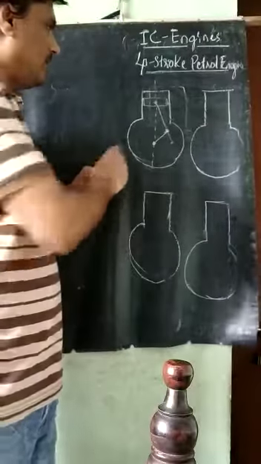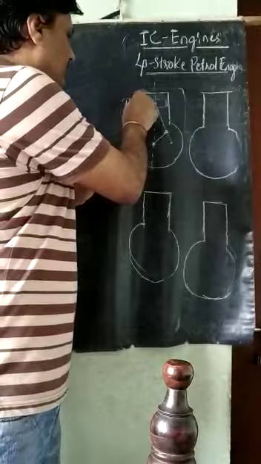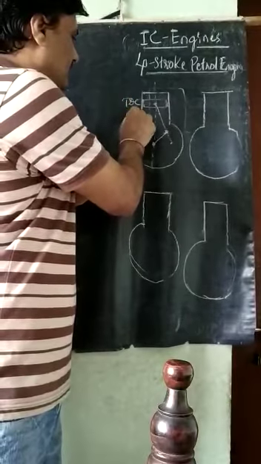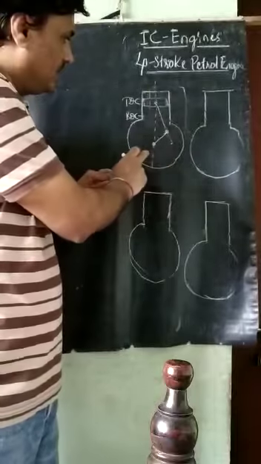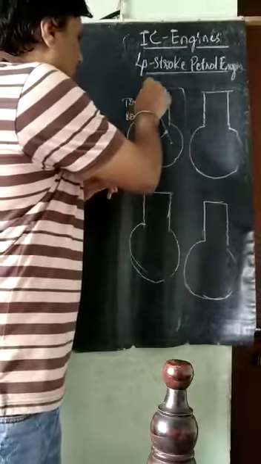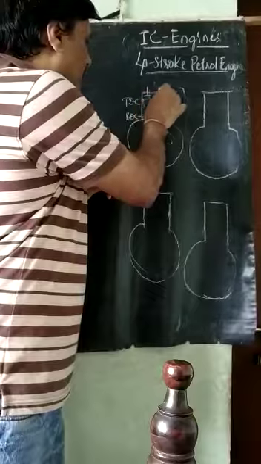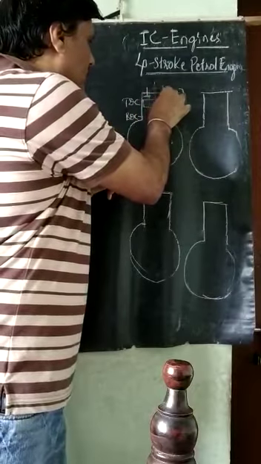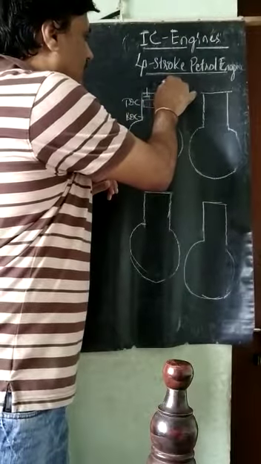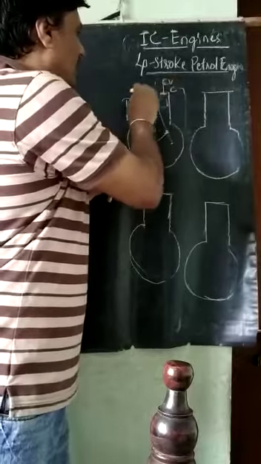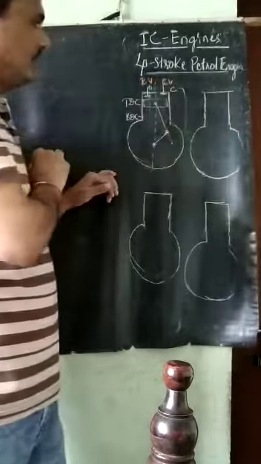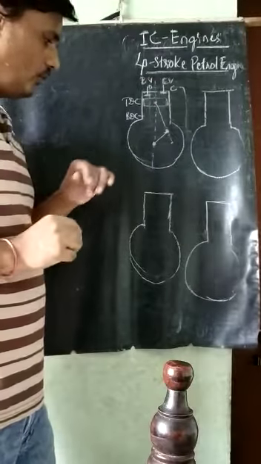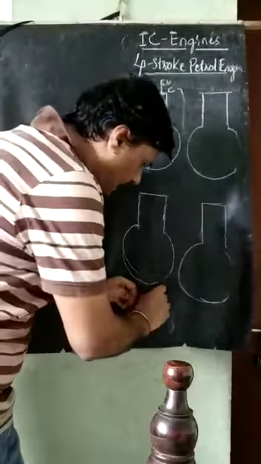So what is happening here now? The piston is at the TDC, and this is the BDC. In this first stroke, the suction stroke, the inlet valve is open and the outlet valve is closed. This is the exhaust valve, which is closed, and the inlet valve IV is open. So what happens in the case of the PV diagram?